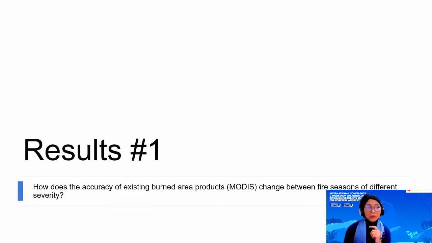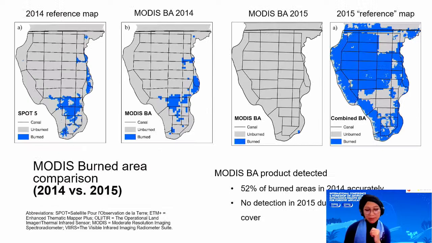Next slide, this one. So let's talk about, okay, this one. Yeah, we found that the MODIS product accurately detected about half of burn areas in 2014. On the other hand, in 2015, you can see there's only a small dot down there, the blue one. Because of the extensive smoke cover of the severe 2015, hardly any burn areas were detected by the MODIS burn area product. Next slide.